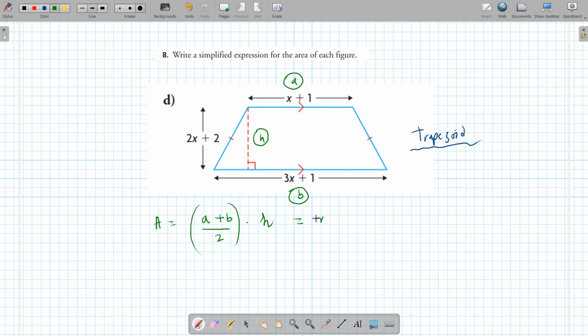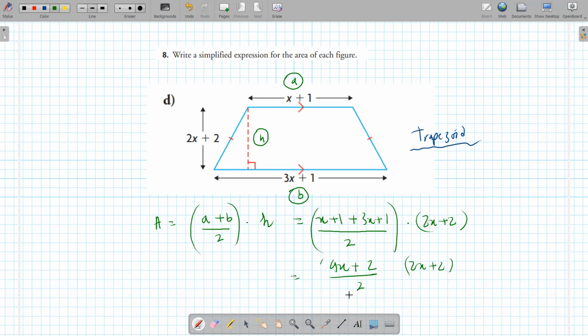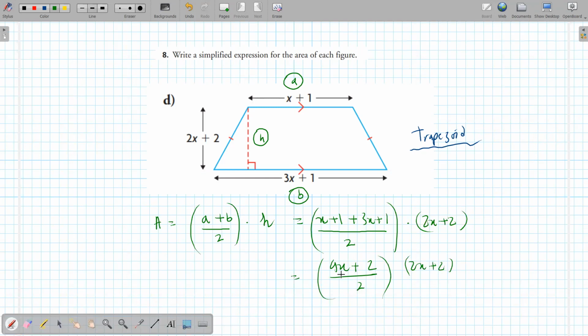So here, what does it become? It becomes x plus 1, that's your a value, plus 3x plus 1, that's your b value. Divide that by 2, and times that by the height, which is 2x plus 2, like that. Now you're just collecting like terms in the first bracket. x plus 3x is 4x. And then you have 1 plus 1, which is 2. So you have 4x plus 2 over 2 times 2x plus 2. What is 4x plus 2 over 2?